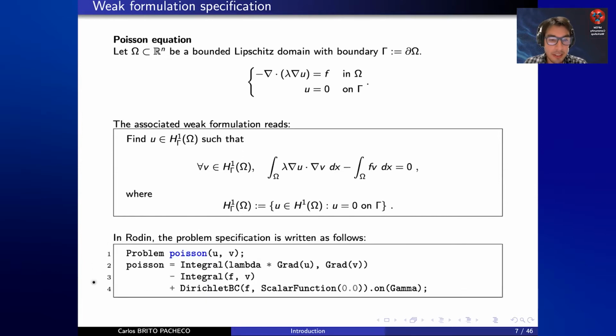In Rodin, it's usually achieved within 4 lines of code. You define the problem Poisson by specifying a trial function u, a test function v, and then you just build the expression syntactically, all in native C++ code. So you write the integral of the dot product of gradient u and gradient v, times lambda, minus the integral of the multiplication of f times v, plus a Dirichlet boundary condition on gamma.